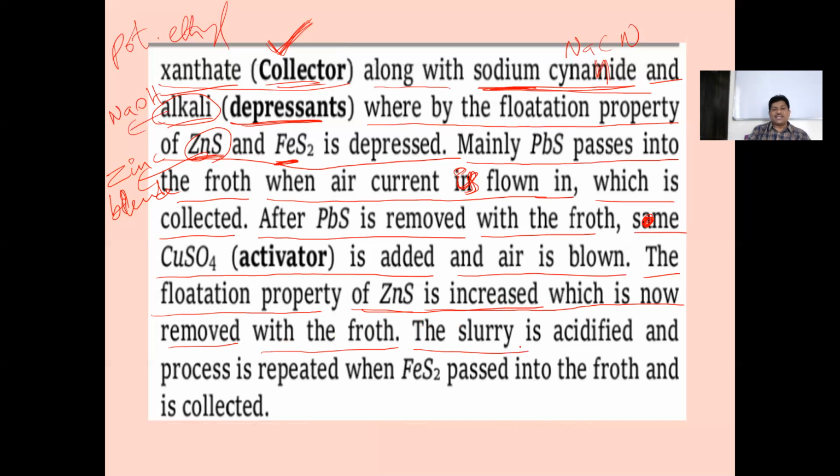Next, the slurry. Slurry means what? So how is the slurry formed here? We added ore powder to the water, potassium ethyl xanthate to the water, some pine oil, and also sodium cyanide. Some alkali is added. It's all present in water. That is forming what? Slurry. The slurry is added with some acid and the process is repeated again.